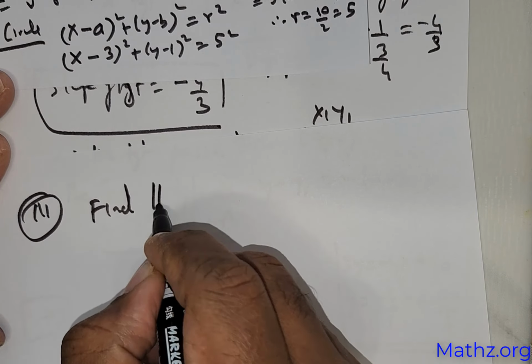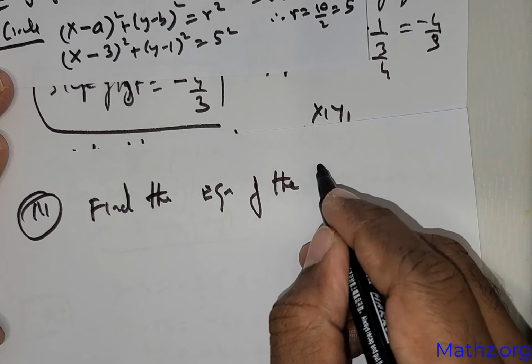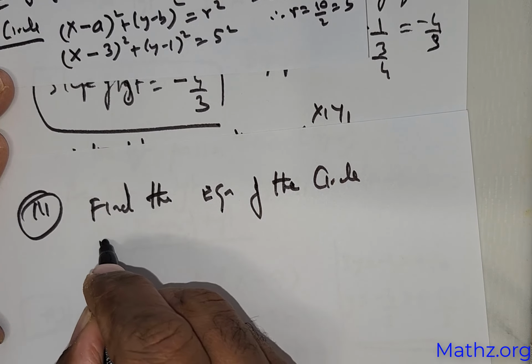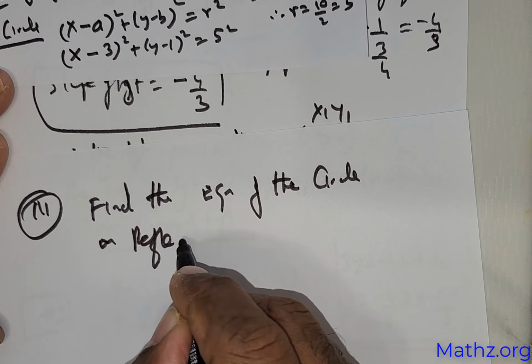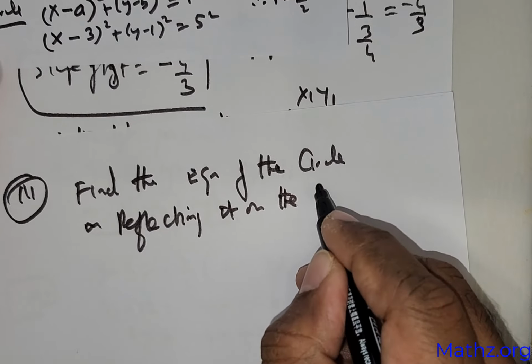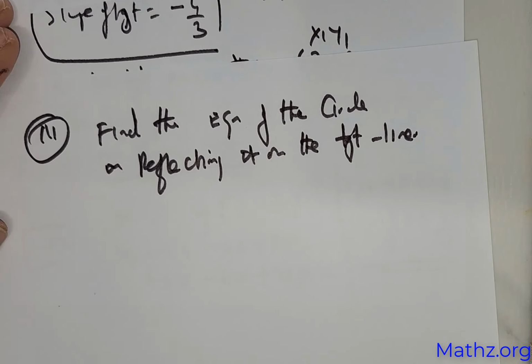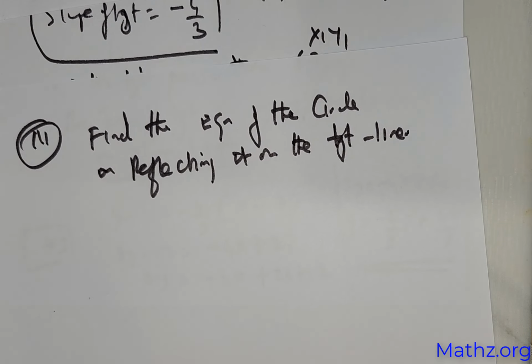Find the equation of the circle on reflecting it on the tangent line. That's what they're asking us. Now for that you need to use the formula.